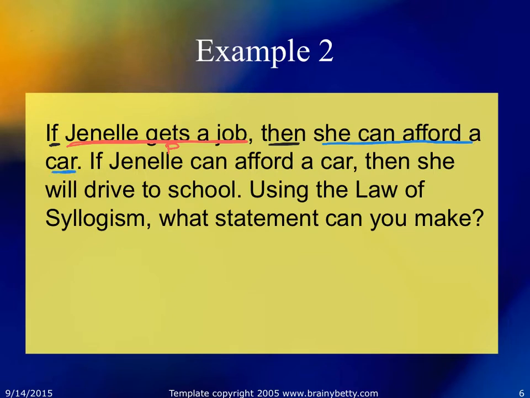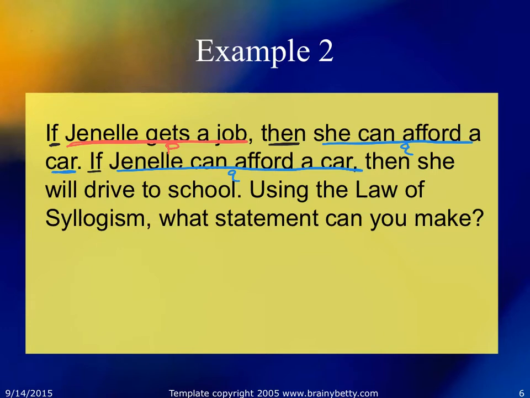Okay, so if Janelle gets a job, then she can afford a car. If P, then Q. If Janelle can afford a car, have we heard that statement before? Yeah, that is our Q. There is our Q again, so I'm not going to call it a new letter. That's Q. It's the exact same thing we already said.